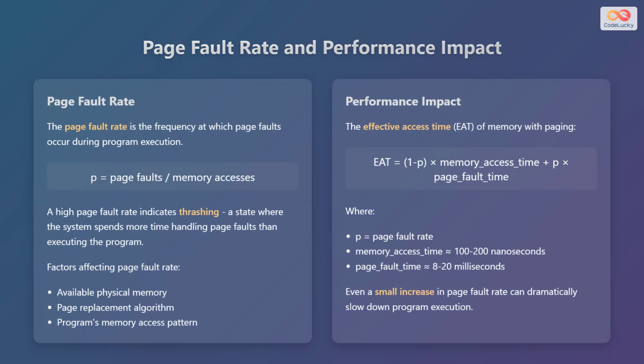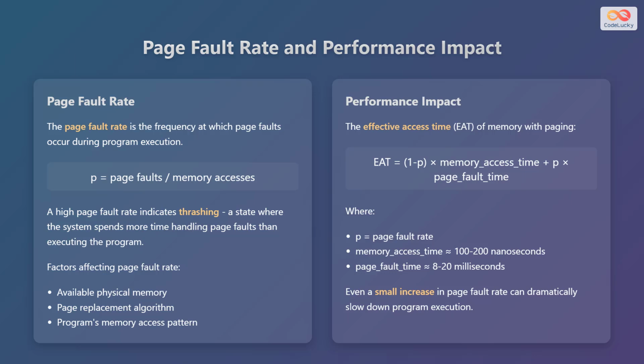Now let's discuss how often page faults occur and their impact on performance. The page fault rate tells you how frequently page faults happen during program execution. A high page fault rate could indicate what's called thrashing. This is a situation where the system is spending more time handling page faults than actually running the program. The page fault rate is affected by how much physical memory is available, which page replacement algorithm is used, and the program's memory access pattern.